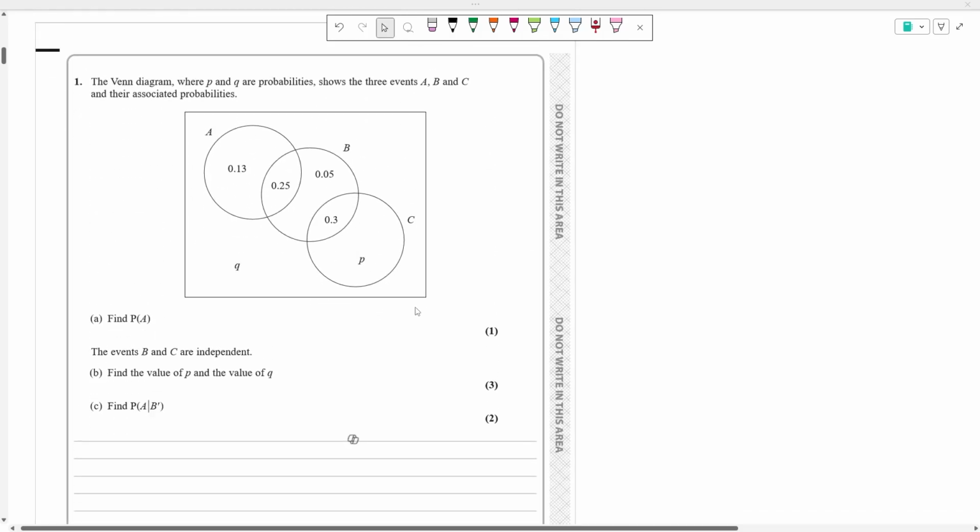Let's get started. Pause the video, have a read of the question. If you've already looked at the paper, great, but this is a Venn diagram question where P and Q are probabilities, shows that 3 events. We want to find the probability of A.